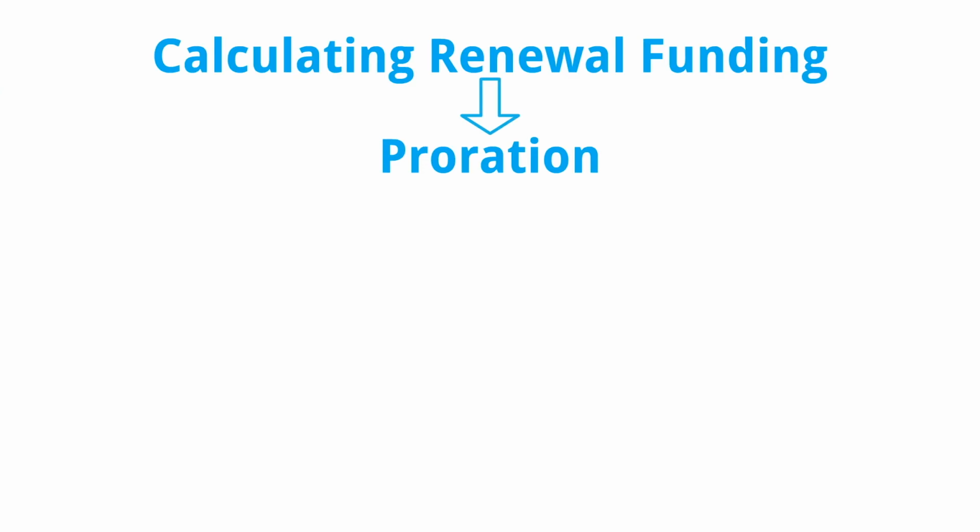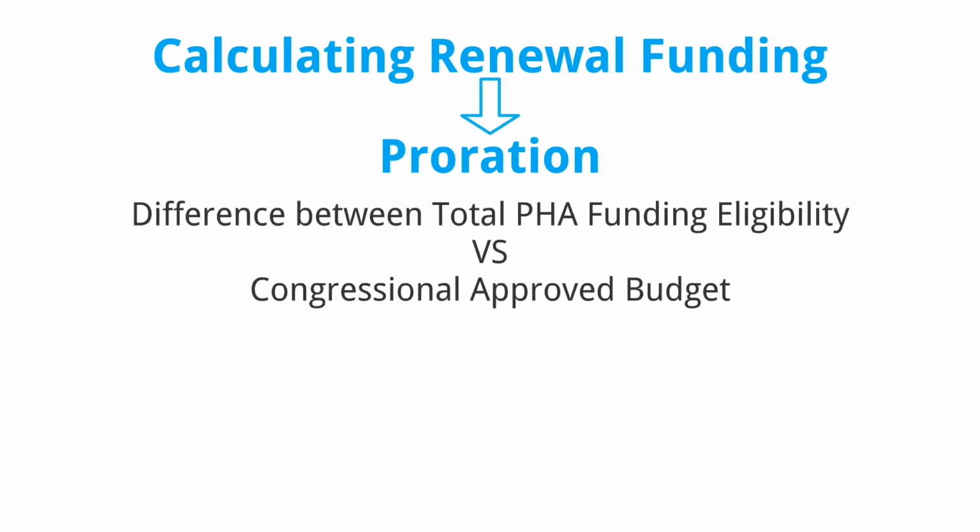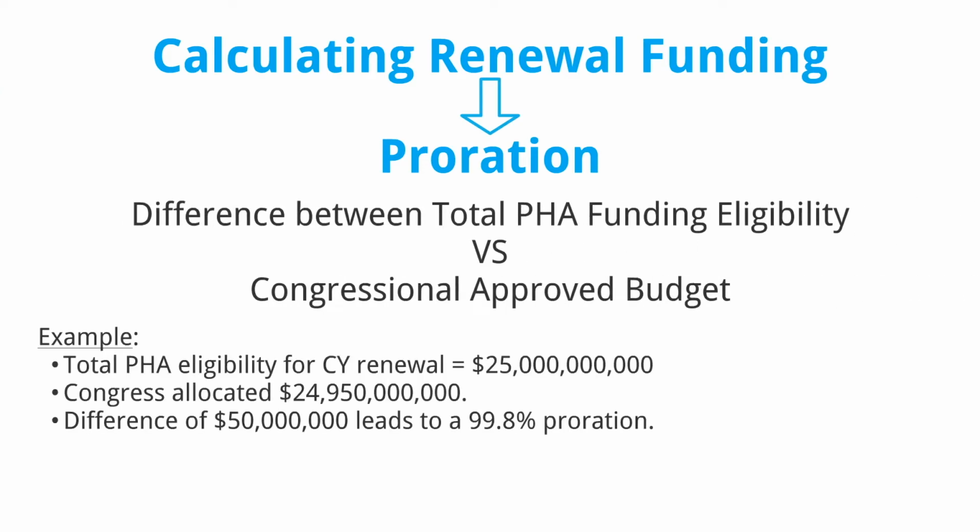If Congress provides less renewal funding than agencies are due, each agency's funding is reduced proportionately. This aspect of renewal calculation is known as proration. Proration percentages, when applicable, are typically above 99%.